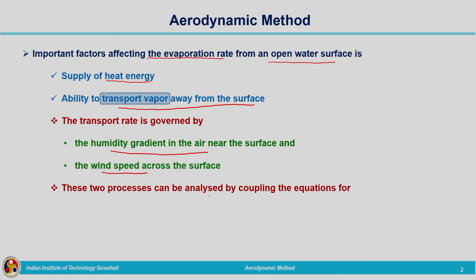These two processes can be analyzed by coupling the equations for mass transport and momentum transport. That is, the mass transport and momentum transport related to the water vapor we are going to consider, and these two processes, the humidity gradient and the wind velocity gradient, will be considered by coupling the equations related to mass and momentum transport of the water vapor.